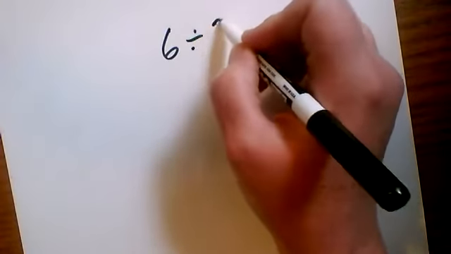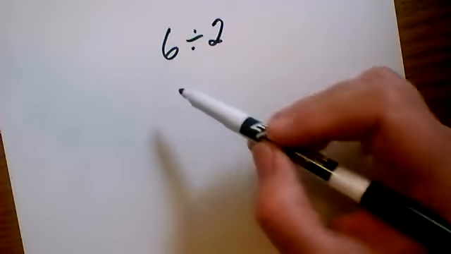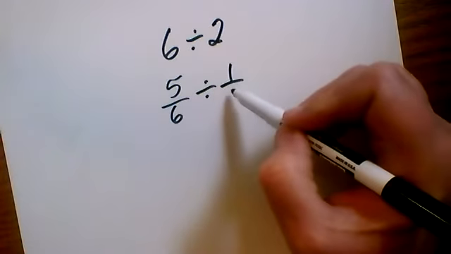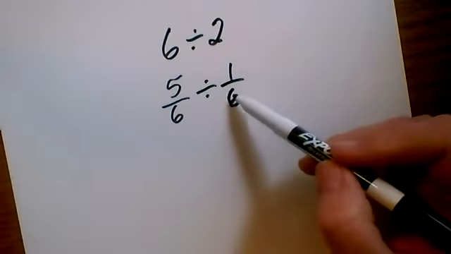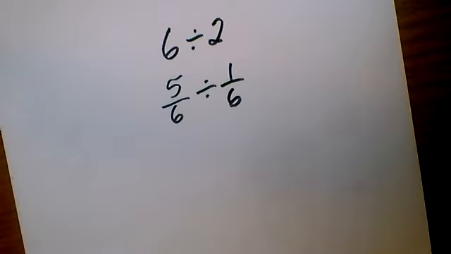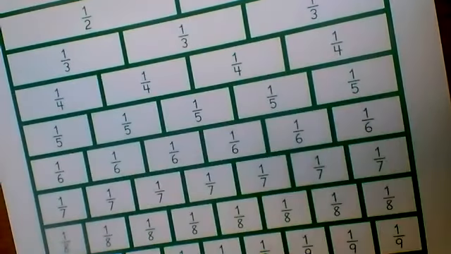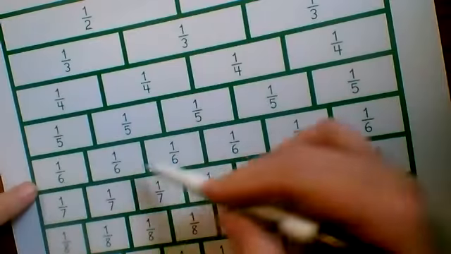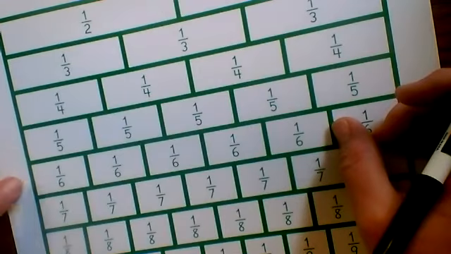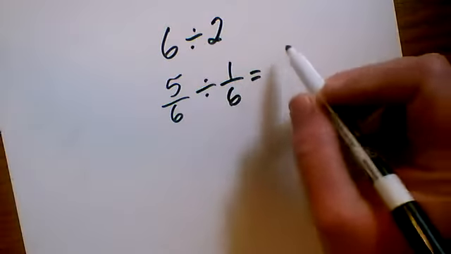6 divided by 2, does that mean how many 2's are in 6? It sure does. Okay, so then let's look at 5/6 divided by 1/6. That means how many sixths, 1/6, are in 5/6. So let's take a look at the fraction chart. How many sixths are in 5/6? So here we have 5/6 up to here. How many sixths are in it? 5 1/6 in 5/6. So our answer is 5.